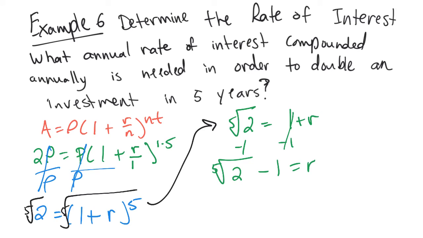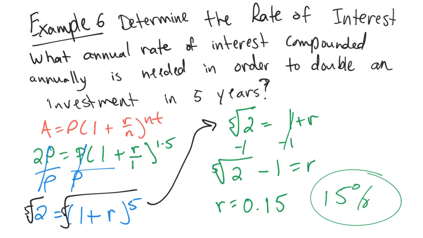So you type that in your calculator, the 5th root of 2, which I'll show you how to do in another video, a calculator video. You should get that your interest rate is about 0.15, or 15%, depending on how they want you to round it.